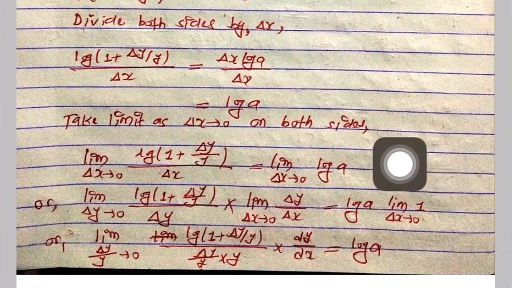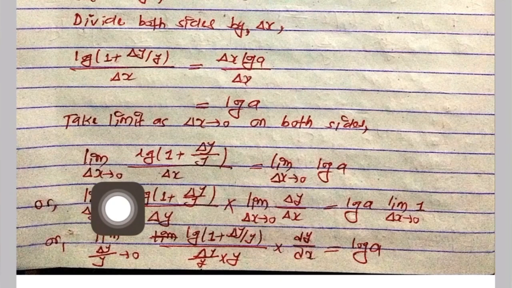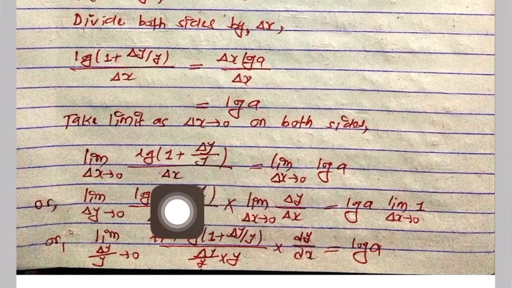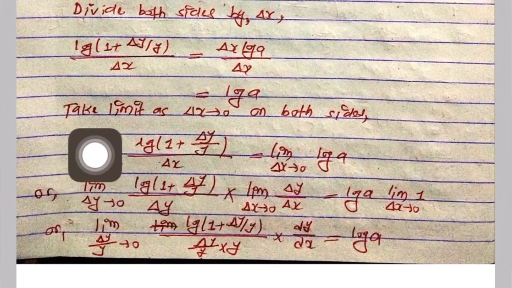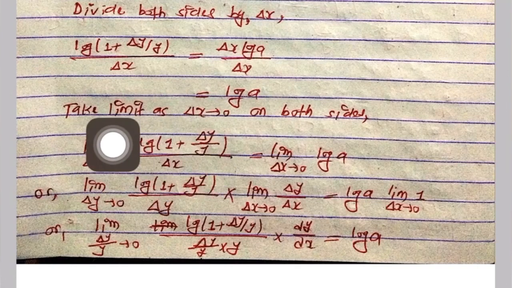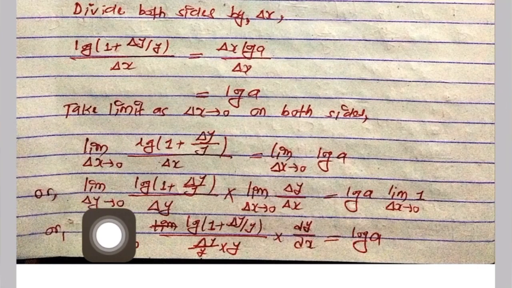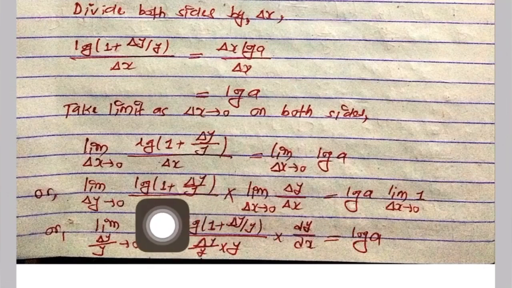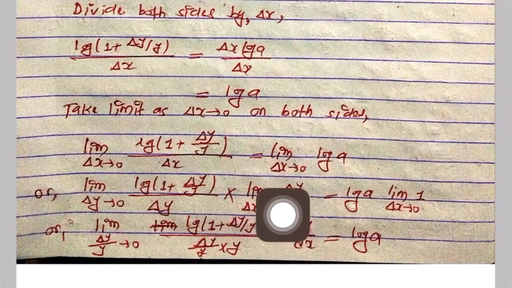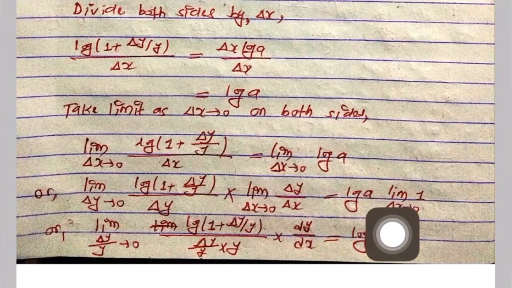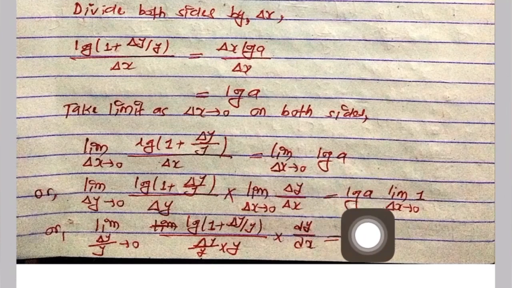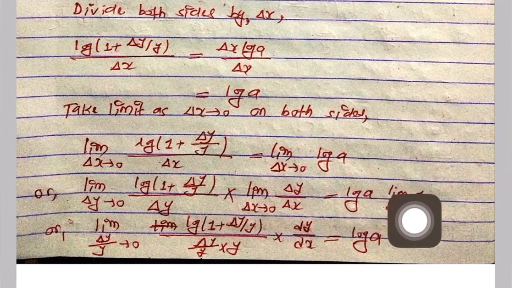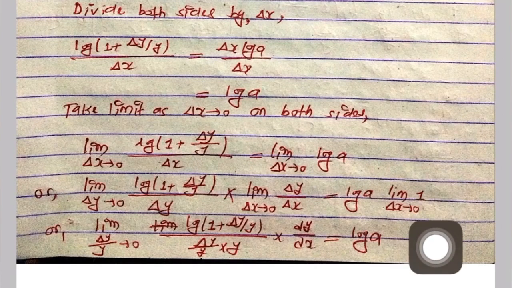Now taking the limit as del x tends to 0 on both sides, we get limit del x tends to 0 of log of (1 plus del y by y) by del x is equal to limit del x tends to 0 of log a. After arranging the terms on the left hand side: limit del y tends to 0 of log of (1 plus del y by y) divided by del y, times limit del x tends to 0 of del y by del x, is equal to log a. Actually this log a is independent of del x, so I can take it out of the limit.